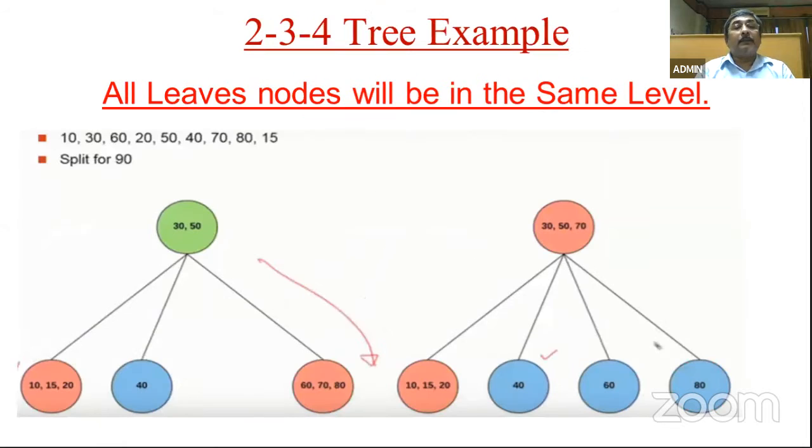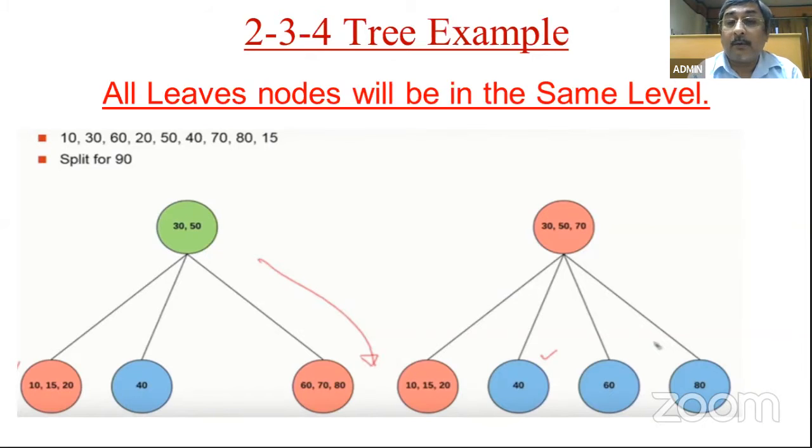Now after that, I have inserted 15, and then I want to insert 90. Now, when I want to go for 90 insertion, what happens is I want to insert 90. So I go to the right of 50. The moment I go to the right of 50, which node do I encounter? I encounter a node which is already a 4 node.